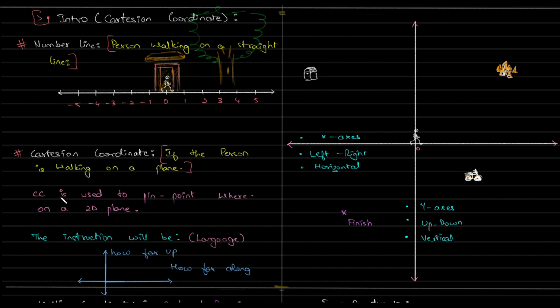So we can tell Cartesian coordinate is used to pinpoint where on a 2-dimensional plane we are talking about. The language of instruction when we're talking about Cartesian coordinate is how far along we have to move. Here on the number line it was just left and right. Here it is about how far along. Along means left and right, and also up and down.